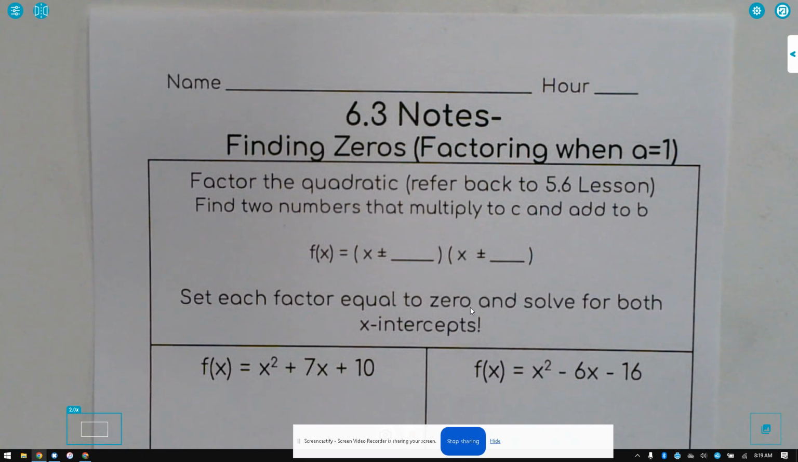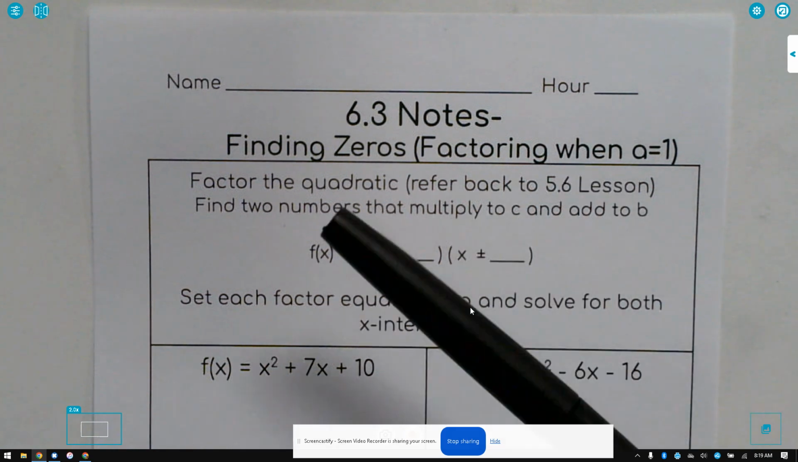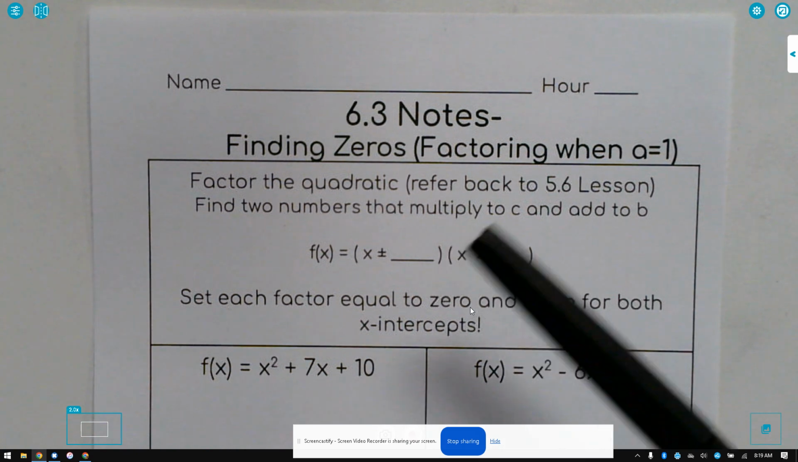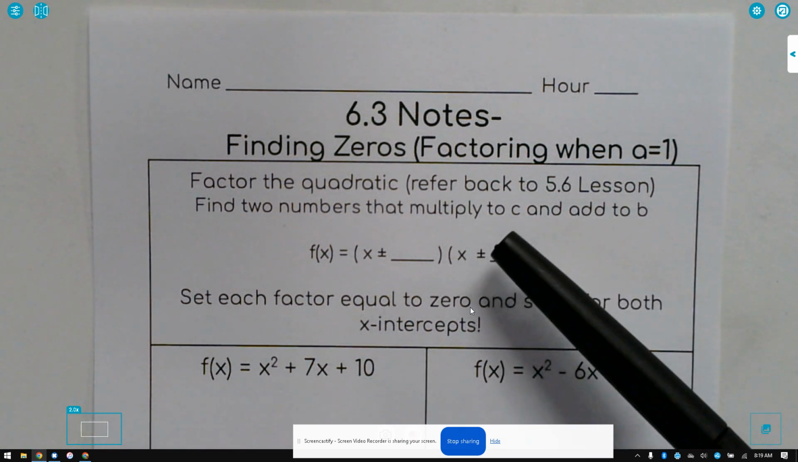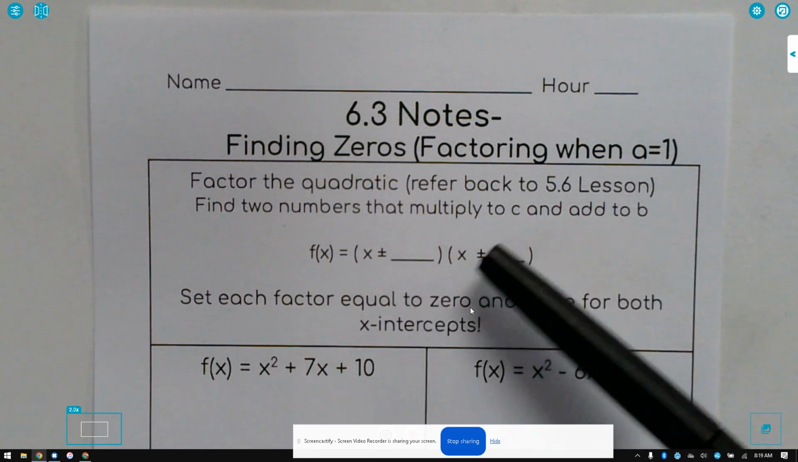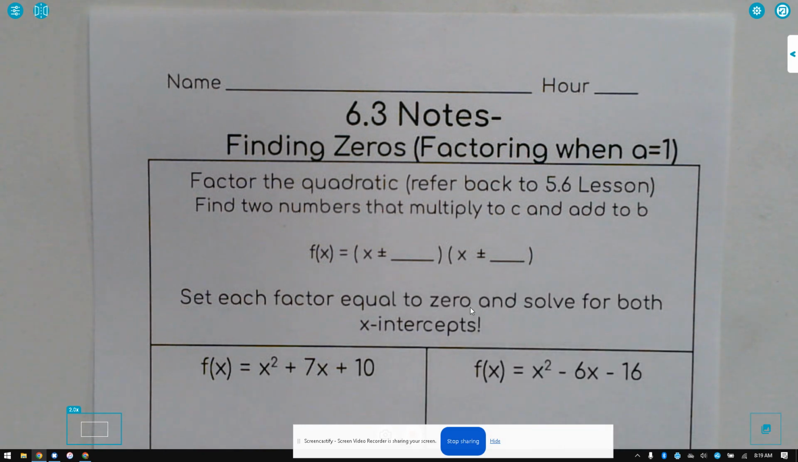Okay, so starting out, we have the same steps that we did back in 5.6. We are going to start by factoring the quadratic. Refer back to 5.6. We find two numbers that multiply to C and add to B. We can also think about multiplying to the last number and adding to the middle number. Once we figure out those numbers, we're going to write it in factored form like this.